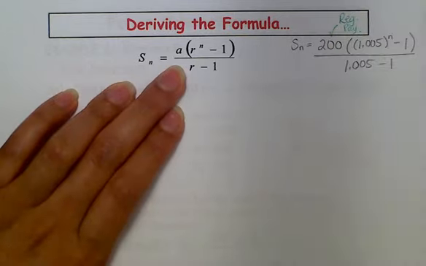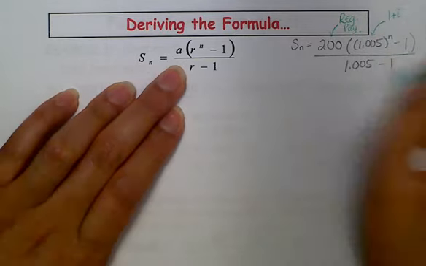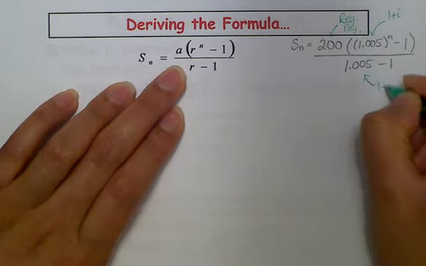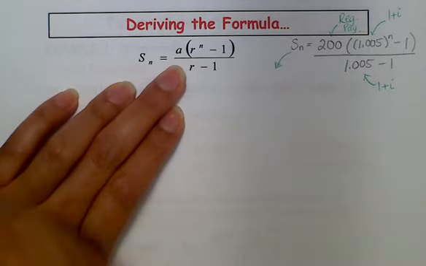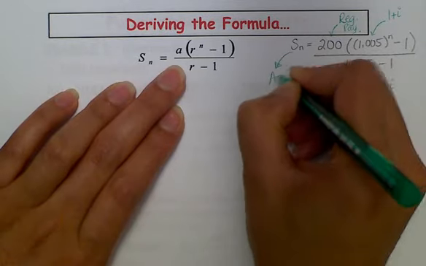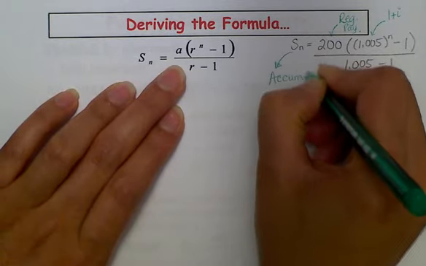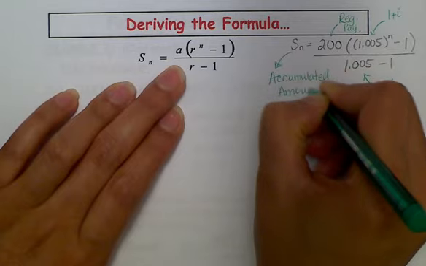and the 1.005 actually represented 1 plus i. And what you'll notice is S of n, which would be the sum of the terms in the series, actually represented the accumulated amount. So this is what we're actually looking at: the accumulated amount, or the future value of our investment.